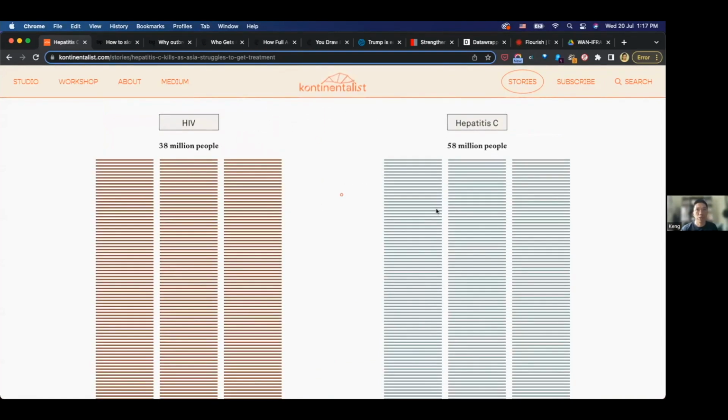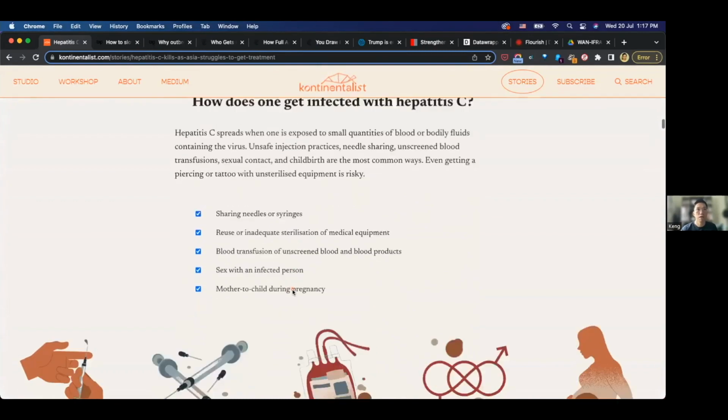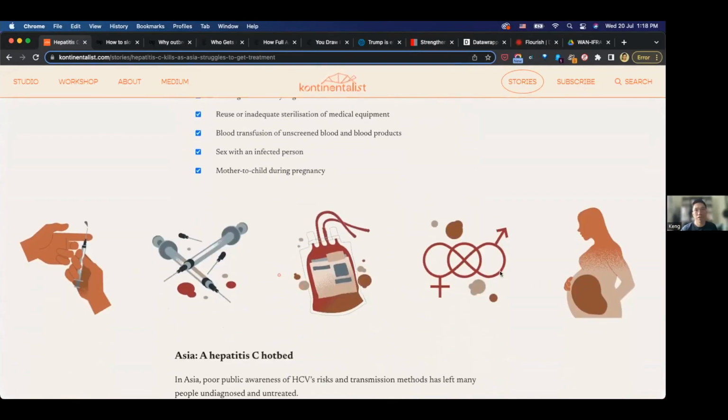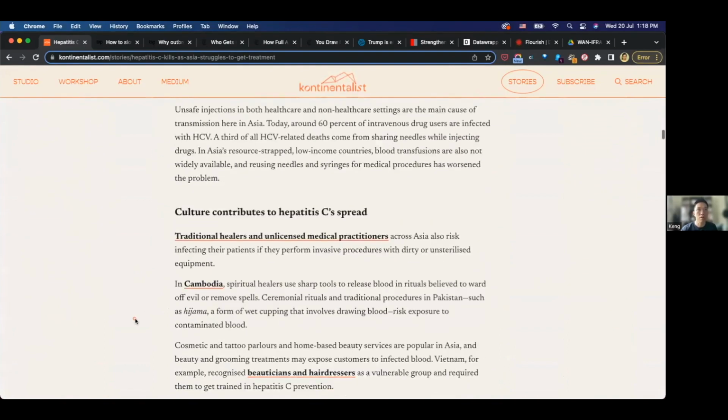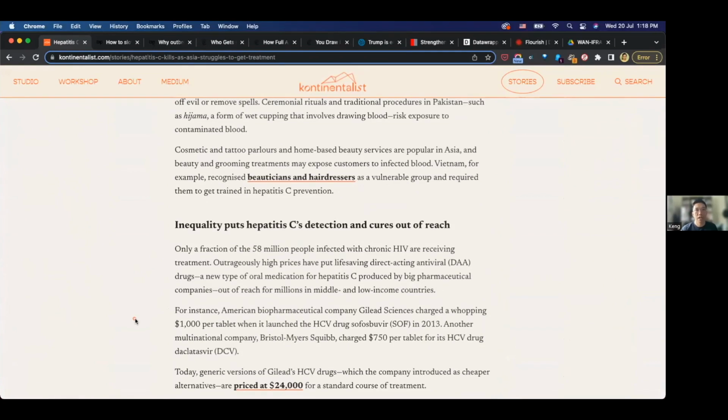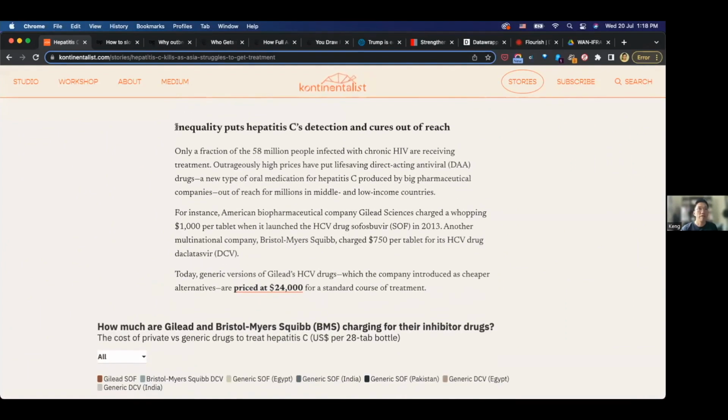So comparing HIV with hepatitis C, and a little infographic of how the disease can spread. After that, they actually use data to look at why the disease is so hard to eliminate in Asia. Okay, so one factor that they identify is inequality. Actually, it means that the treatment or the drugs are very, very expensive by Asian standards.